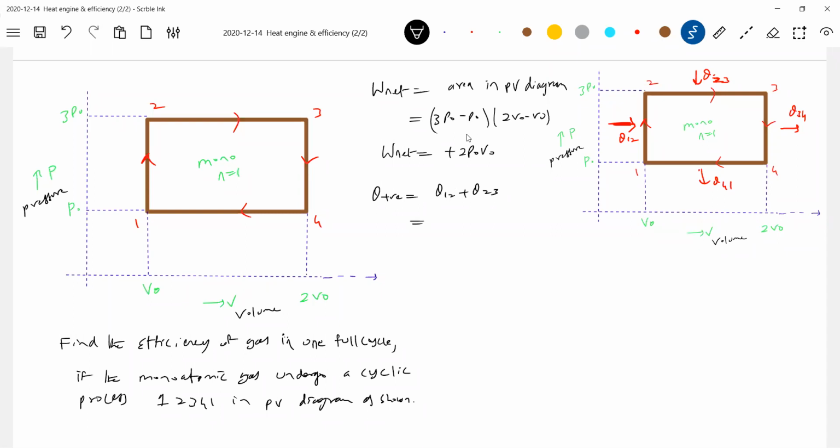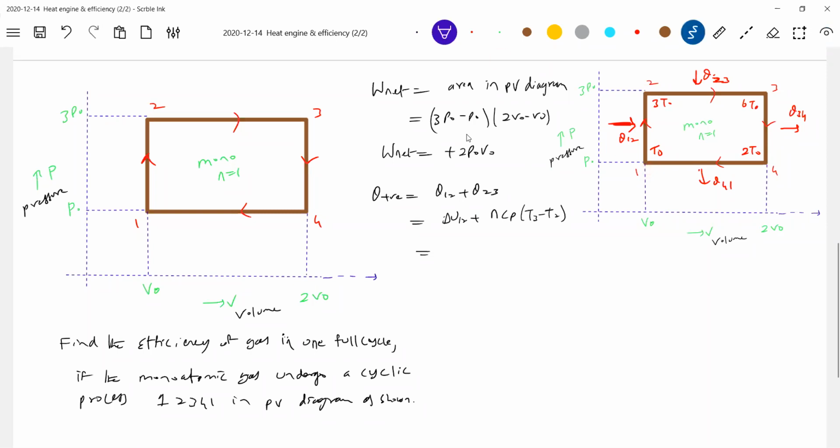Now what is Q12? Delta U plus work, and this should be nCp delta T. So what is the change in internal energy of the gas in that particular process? We don't know the temperature. Okay, what to do now? As it is an ideal gas equation, let's say the temperatures are T naught, 3T naught, 6T naught, 2T naught. How can I write this?